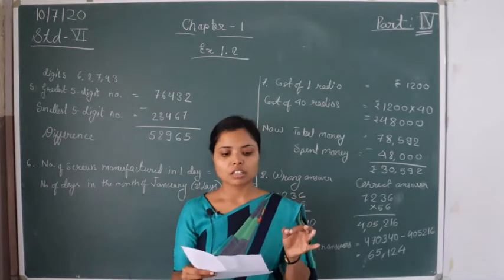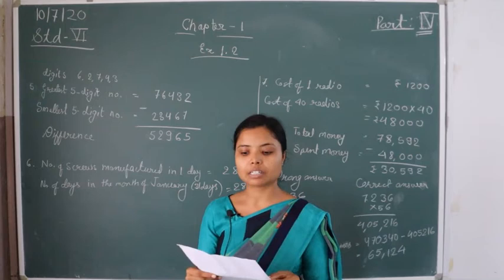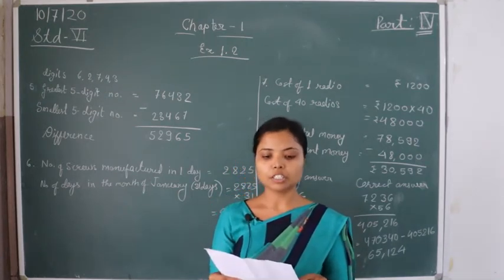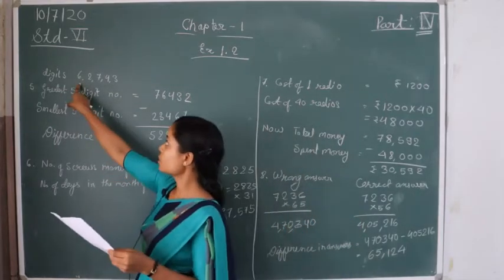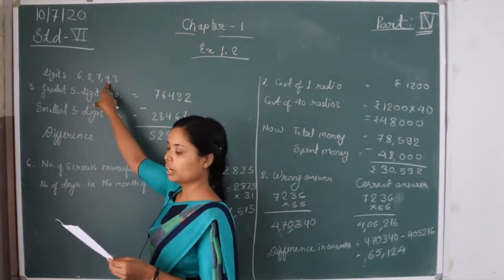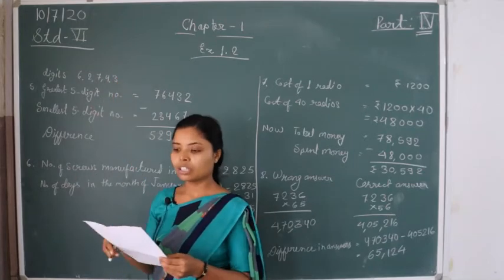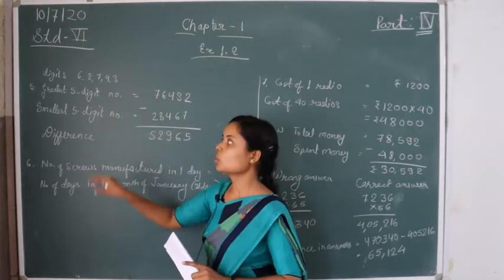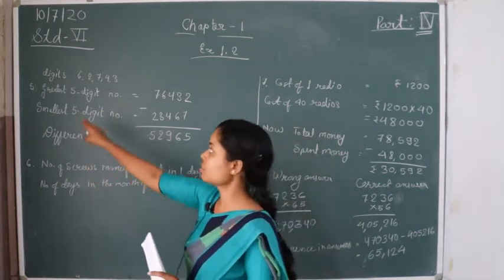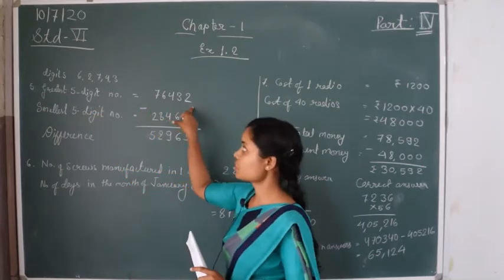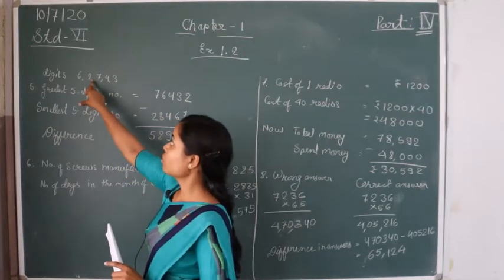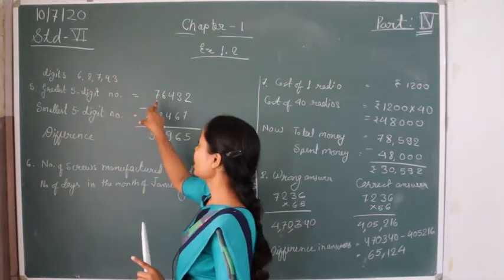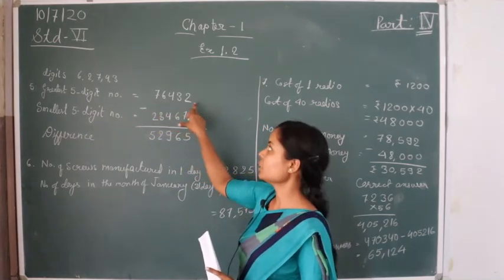Question number 5 is: find the difference between the greatest and the least 5-digit number that can be written using the digits 6, 2, 7, 4 and 3, each only once. Each digit we can take only once. Firstly we will write the greatest 5-digit number. For writing this, you know very well: select the biggest digit first, which is 7, then 6, 4, 3, 2.